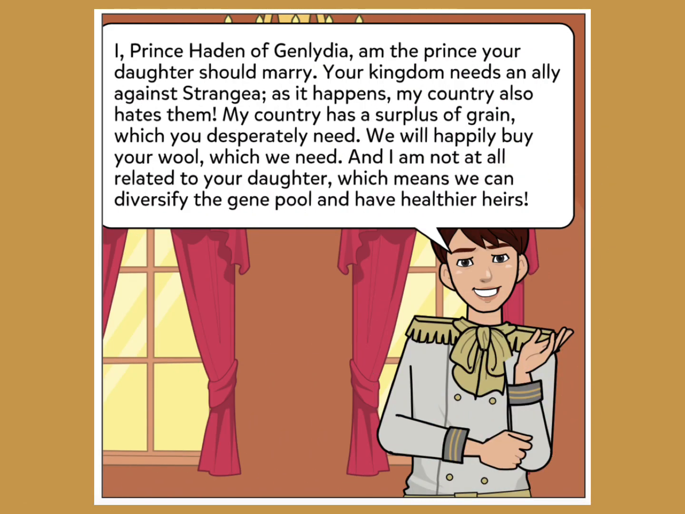I, Prince Hayden of Genlydia, am the prince your daughter should marry. Your kingdom needs an ally against Strangia. As it happens, my country also hates them. My country has a surplus of grain, which you desperately need. We will happily buy your wool, which we need. And I am not at all related to your daughter, which means we can diversify the gene pool and have healthier heirs.